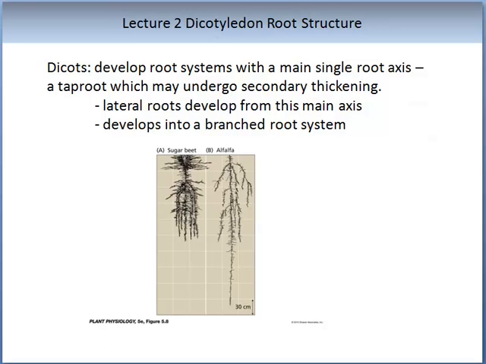After germination of the dicot seed, the root system develops into a main single root axis. This is called a taproot, and this will eventually undergo secondary thickening. Lateral roots will develop from this main axis, and this develops into a branched root system. The image on the slide shows 2 dicotyledon root structures, that of sugar beet and alfalfa.